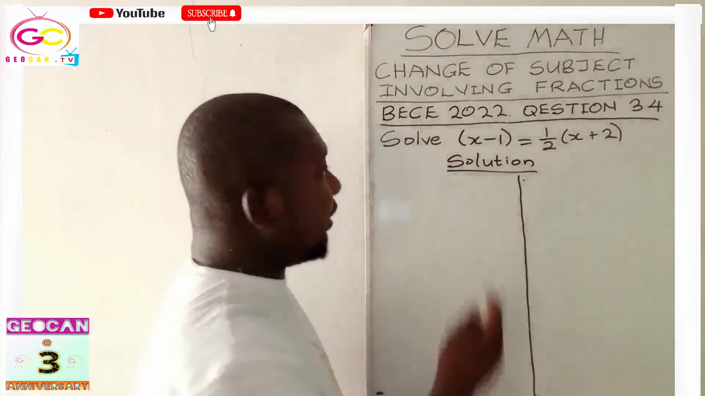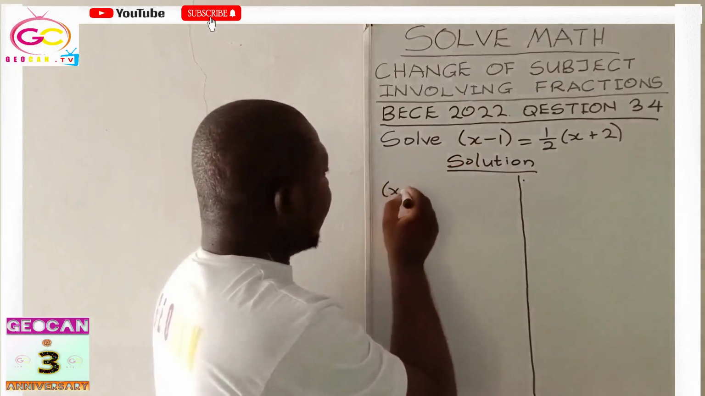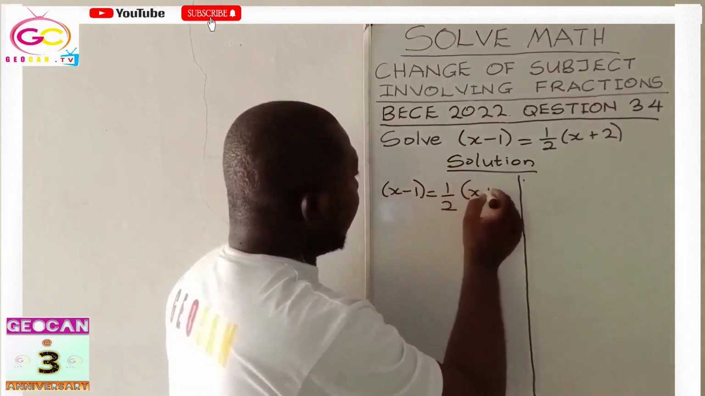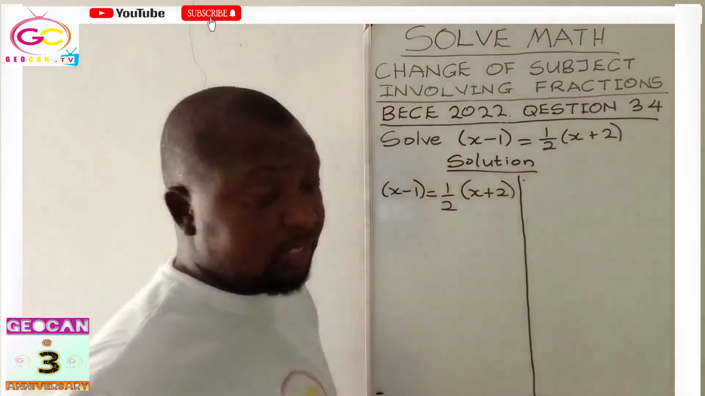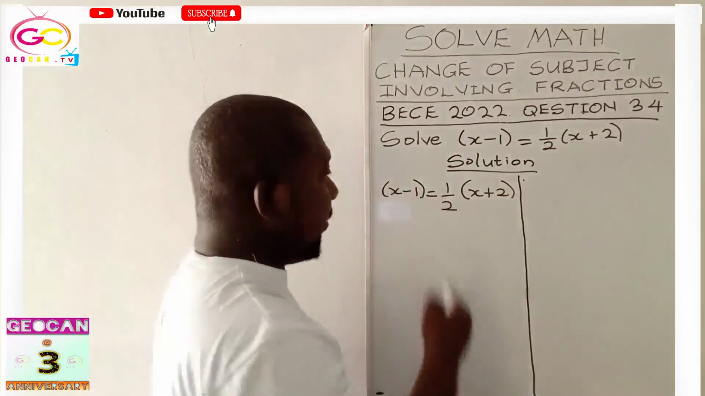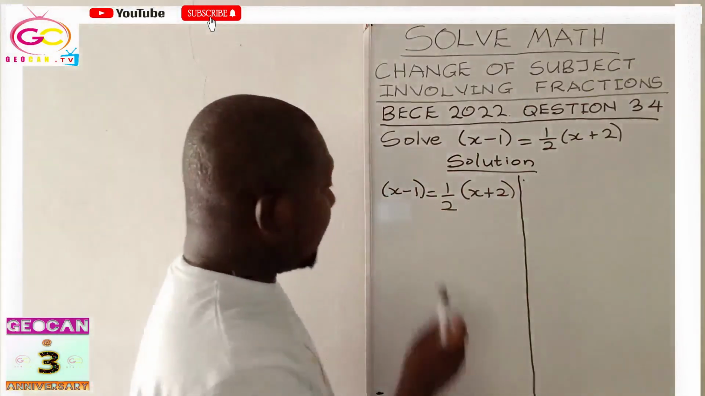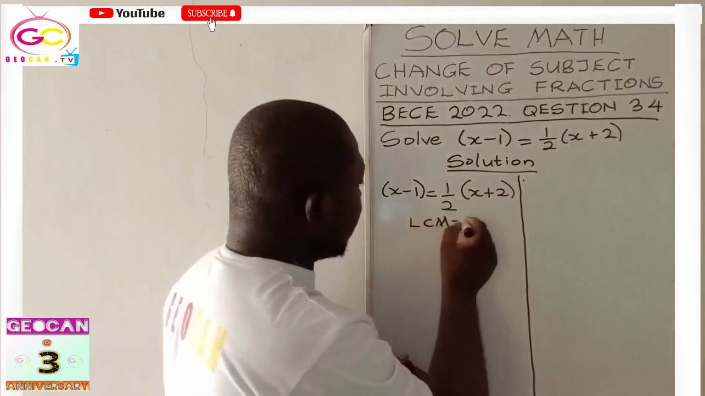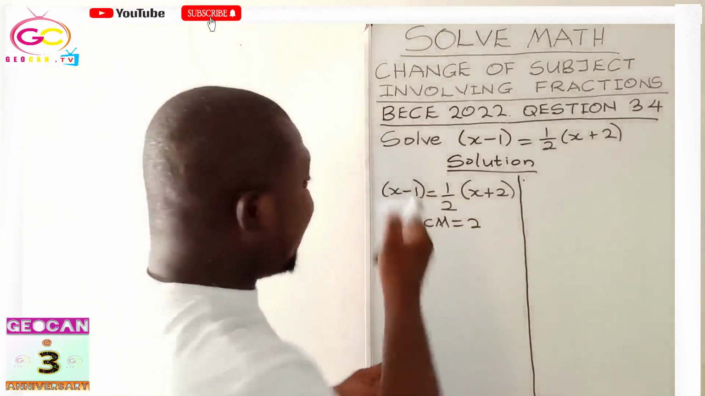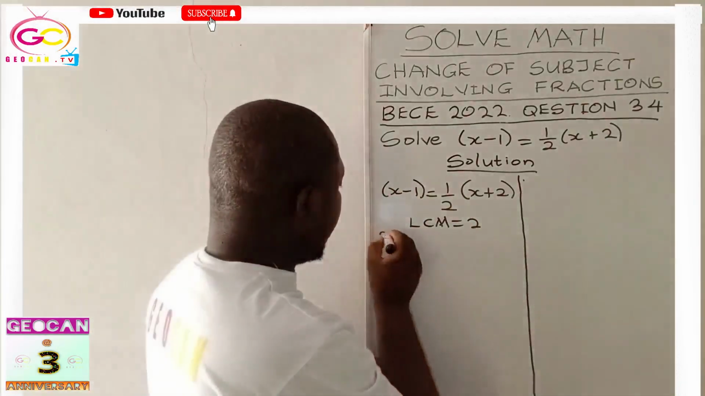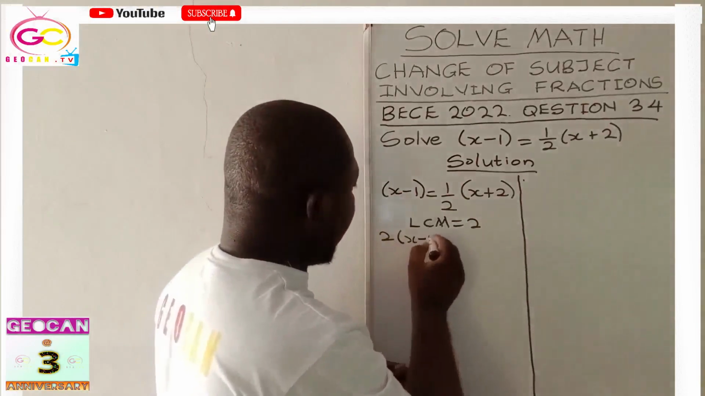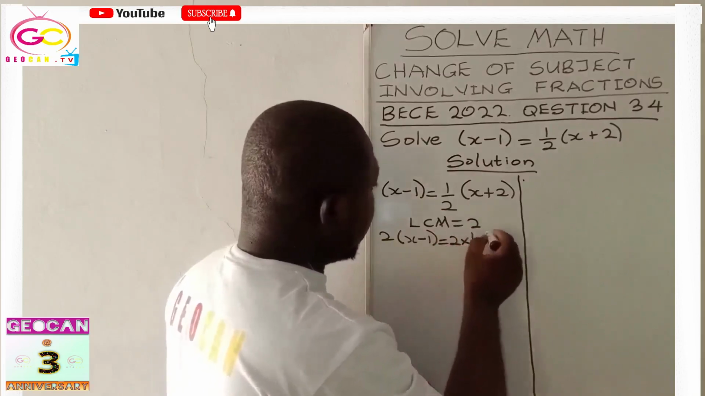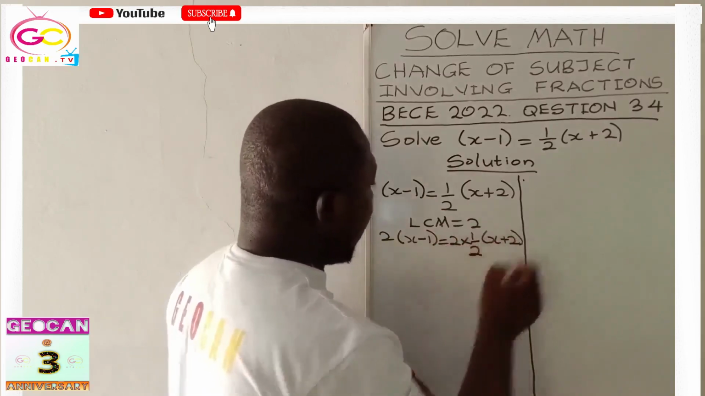Good. Now, let's write the relation again. What do we have? x minus 1 is equal to 1 over 2 bracket x plus 2 bracket close. Yes. What's the next step? You have to multiply each term of the relation with the LCM of the denominator. And what's the denominator here? Only 2. So meaning our LCM, or the least common multiple, is 2. So let's multiply it with each term of the relation. So we have 2 into bracket x minus 1 is equal to 2 times 1 over 2 into bracket x plus 2. I hope you are getting it.